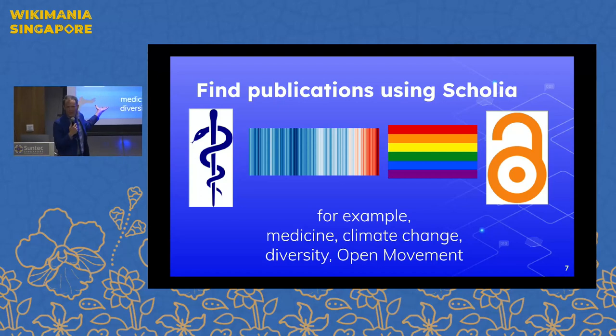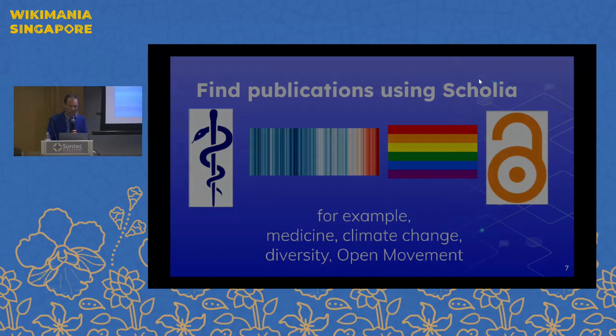You can put in any kind of search term that you would search for information to develop a Wikipedia article or anything else. But climate change is very popular. Any topic in diversity representation, very popular. Anything related to the open movement, open source software, open access, open science, very popular. But whatever you might research in Wikipedia, you can research in Scholia.